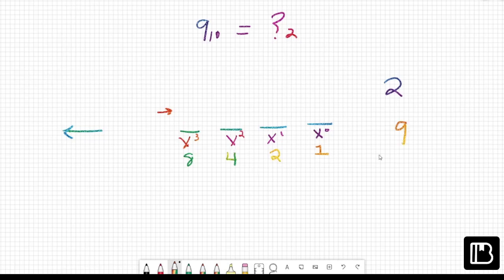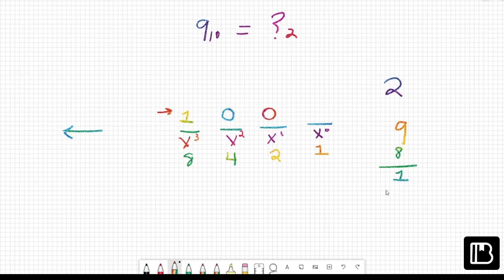You start with your 9, and you would say, okay, if I work this way, could an 8 fit in 9? Well, sure it could. So I put that there, and I represent 1. I would take 8 then away from there, and I'm left with 1. Would 4 fit into 1? Well, no, it won't. So I represent nothing in that category by putting a 0. Would 2 fit into 1? No. So I'm going to, again, represent this column with a 0.